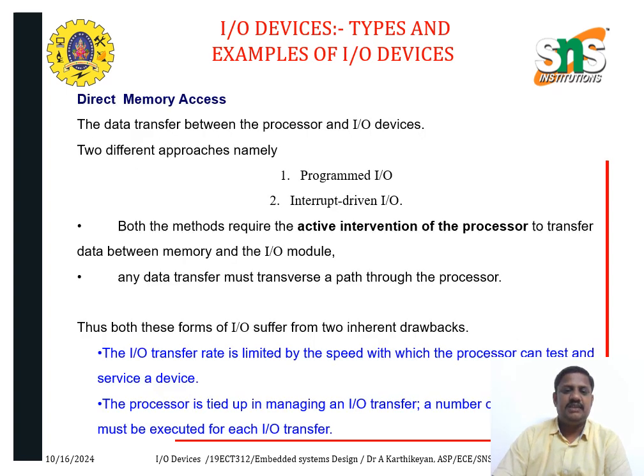Direct memory access addresses the drawbacks of two approaches, namely programmed I/O and interrupt-driven I/O. Both methods require the active intervention of the processor between the I/O modules and the memory, so the transfer must traverse a path through the processor. This has two drawbacks. First, the I/O transfer rate is limited by the speed at which the processor can test and service devices. Second, the processor is tied up managing the I/O transfer, and a number of instructions must be executed for each transfer.